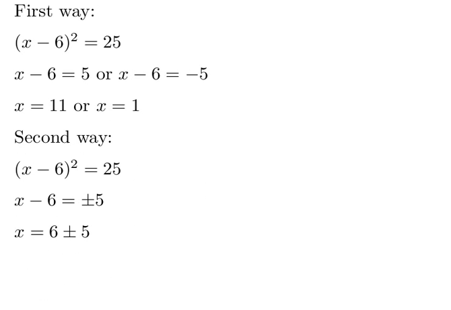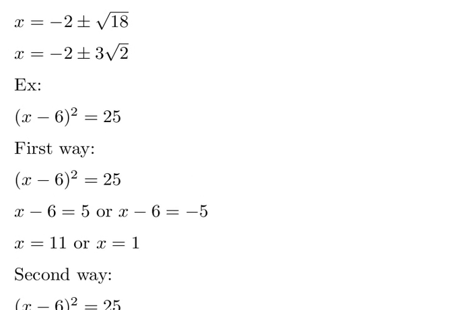But in this case, we have 6 plus 5, or 6 minus 5. So that means we can say this is x equals 11, or x equals 1. Because the 11 is from 6 plus 5, and the 1 is from 6 minus 5. So you don't want to leave your answer this way, because you can simplify it a little bit further. Okay, so let's go back up again.